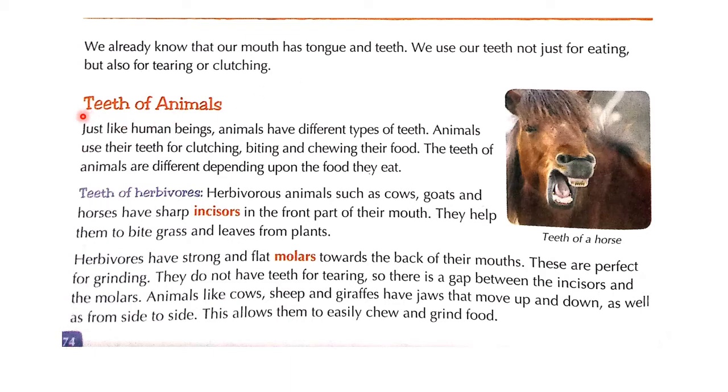Today we will see the teeth of animals. Just like human beings, animals have different types of teeth. Animals use their teeth for clutching, biting and chewing their food. The teeth of animals are different depending upon the food they eat.